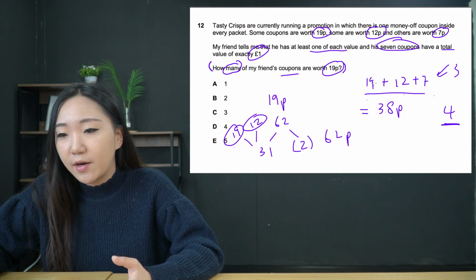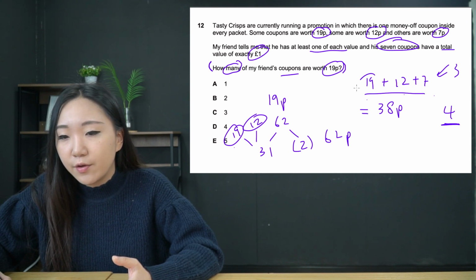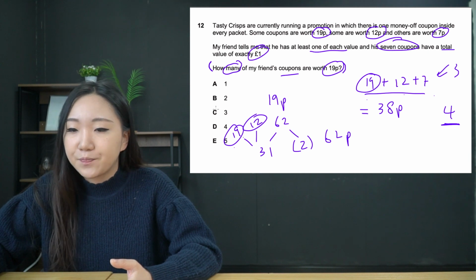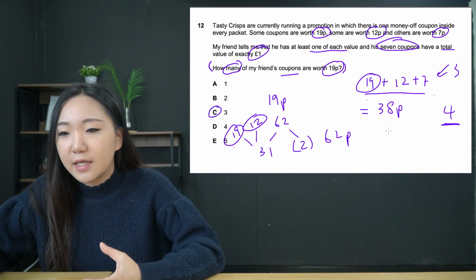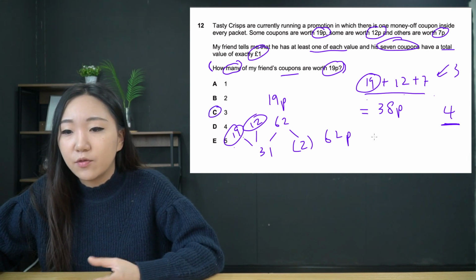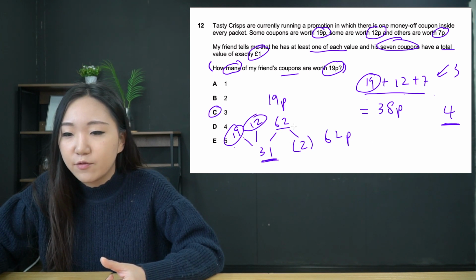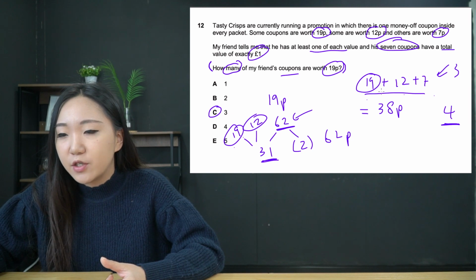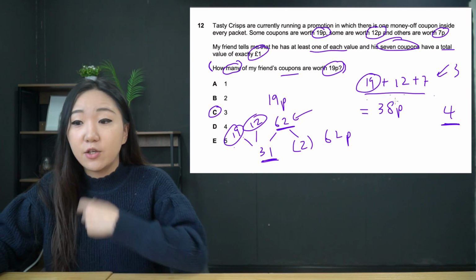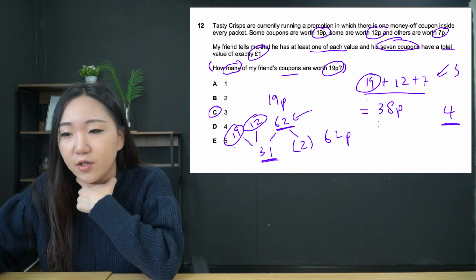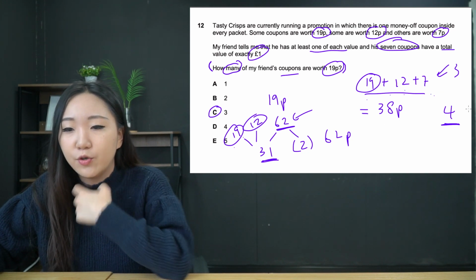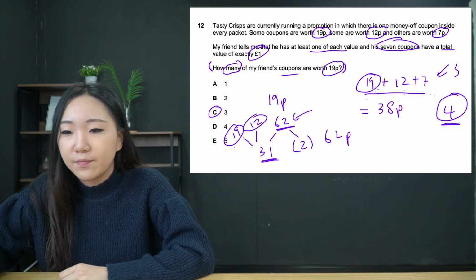So I need to know how many are 19 pence. So I know 1, 2, 3. So the answer would be C. So again, there's no need to overcomplicate anything here. It's all very small numbers, and especially when you see numbers like this, you can kind of, without calculating, tell which combination you might have to use. Obviously you could have done this by having the 12 and the 7 instead of the 19, but because we need 4 coupons exactly, that wouldn't work.